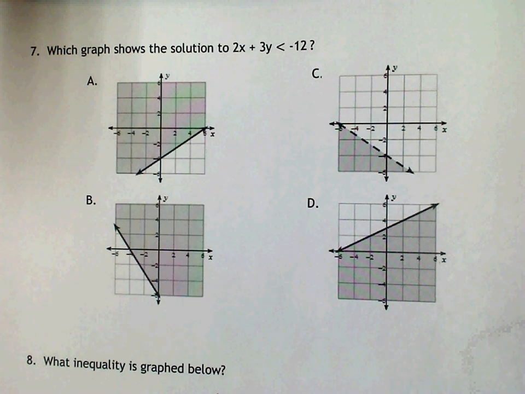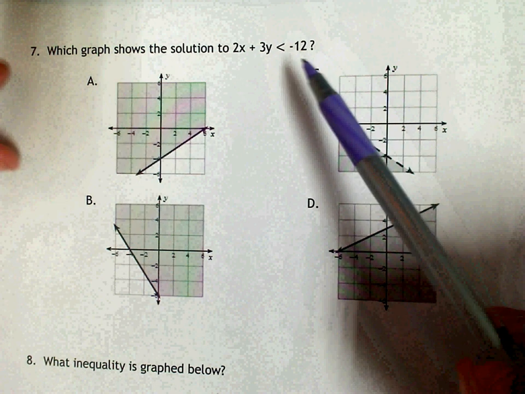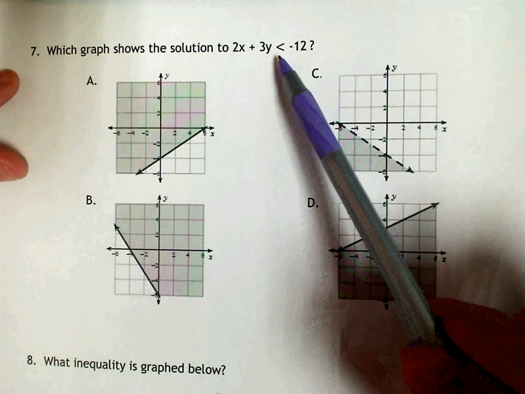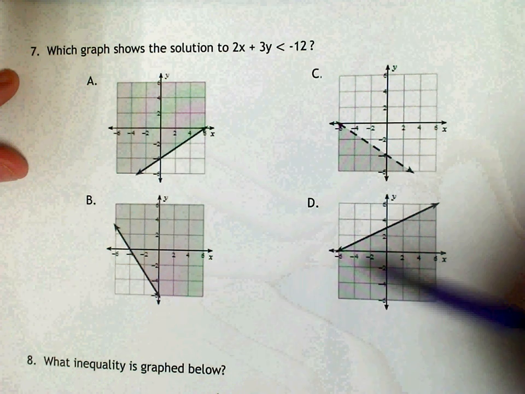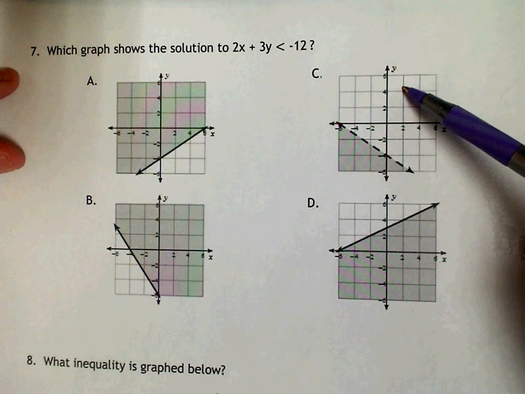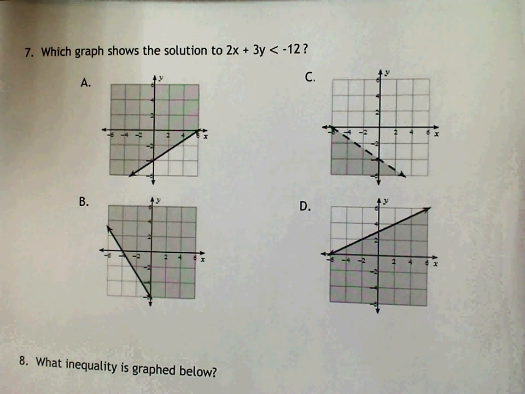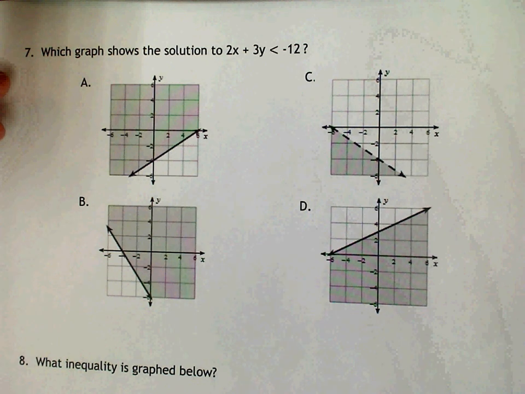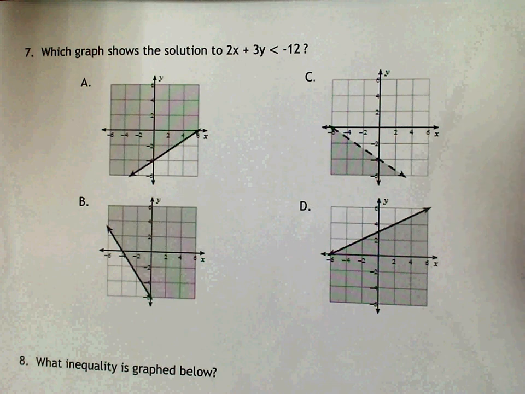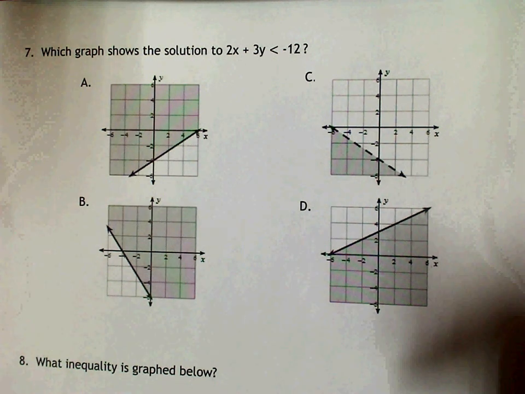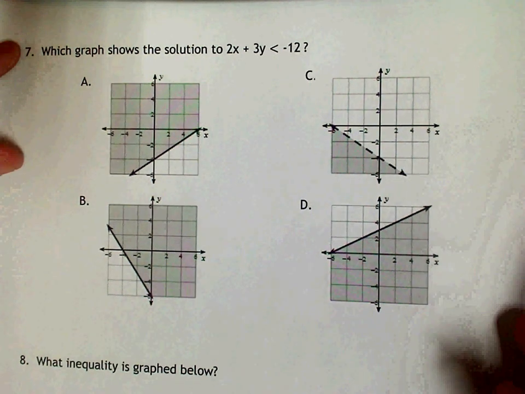Number 7. It says, which graph shows the solution to 2x plus 3y is less than negative 12? Now I know when we look at this, the less than sign, we know that our graph has to be dotted. Our only choice would be C. But that's not how it's going to be on the test. So I want to show you what you're going to need to do on the test in order to eliminate and figure out which answer is correct.